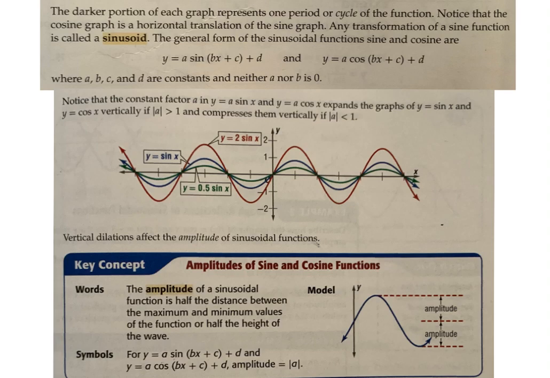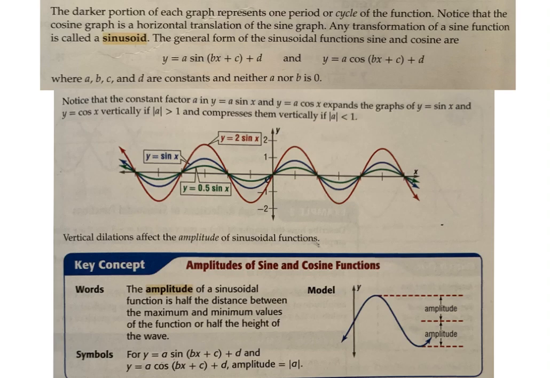All right, so the first thing they talk about here is at the bottom, page 256. One period means how many times it cycles, like how long it takes to do one complete cycle. Cosine is a translation or a shifted version of the sine graph. Any transformation of the sine function is called a sinusoid function.